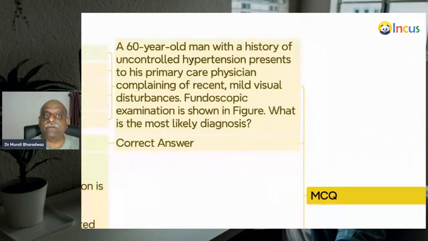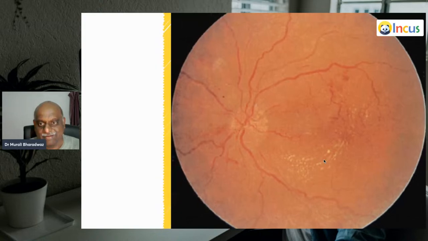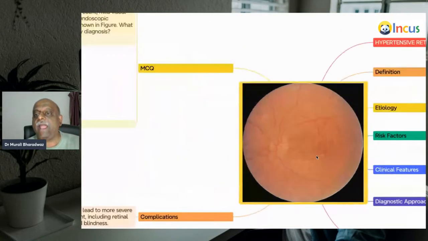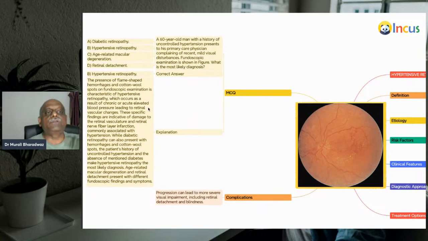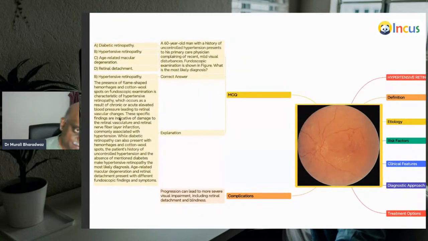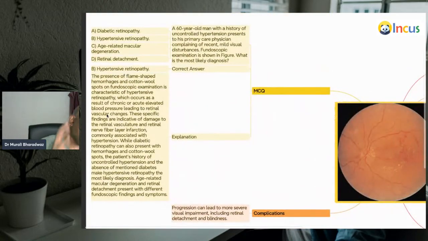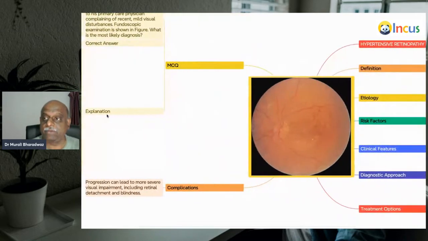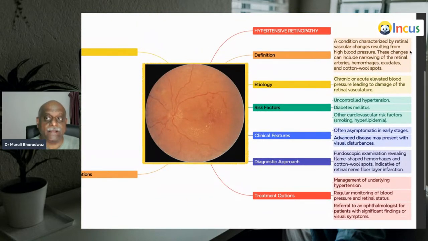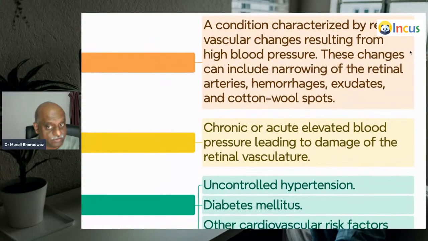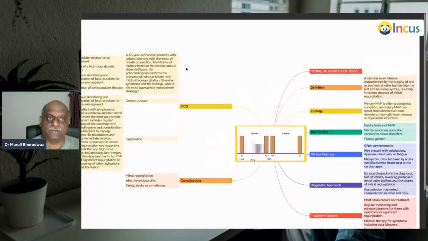60-year-old man, history of uncontrolled hypertension. So what are the fundoscopic findings, doctor? Flame-shaped hemorrhages. Cotton wool spots on fundoscopy are characteristic of hypertensive retinopathy, which occurs as a result of chronic or acute elevated BP, leading to retinal vascular changes, is what you need to basically remember. So I leave the literature to you. Hypertensive retinopathy, how do you classify narrowing of the retinal arteries, hemorrhagic exudates, cotton wool spots? They're all the various components.